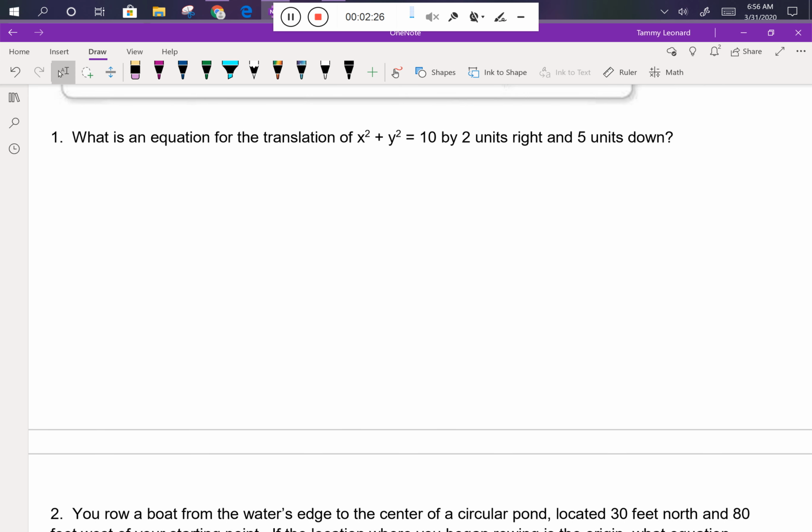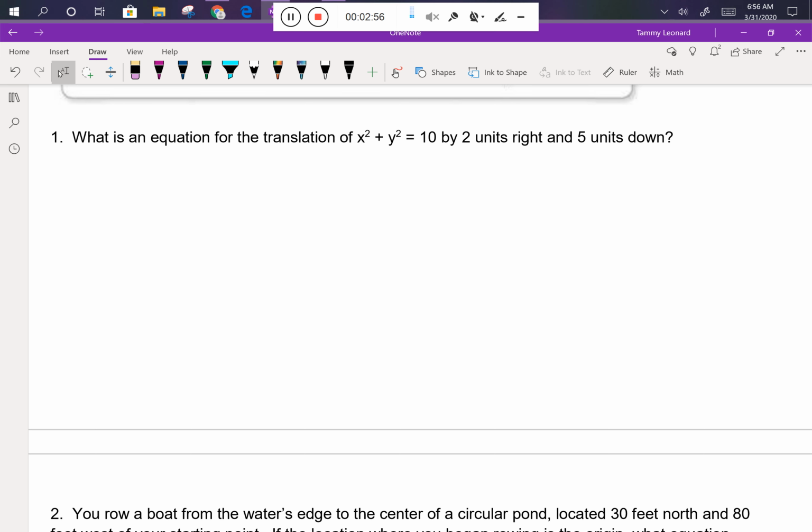Let's jump right into solving some problems. Unlike with parabolas where we started with everything focused on the origin, we're going to immediately move off the origin with circles because frankly, circles are way too boring if you keep them centered at the origin. So number 1 is asking us to write a translated equation, and you have done this so many times before in the previous units. So this says, what's the equation for the translation of x squared plus y squared equals 10 by 2 units right and 5 units down?